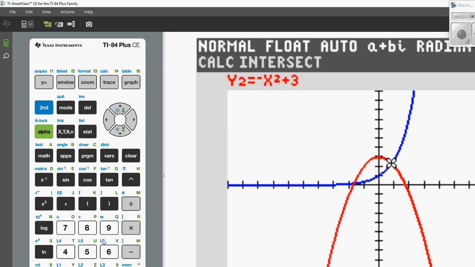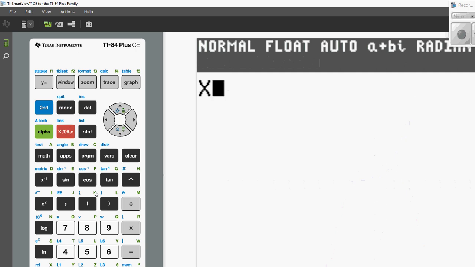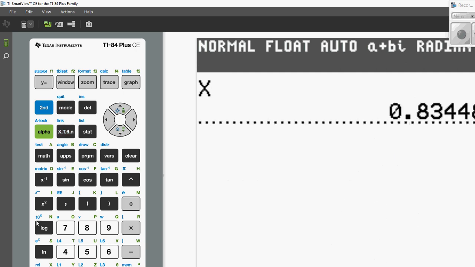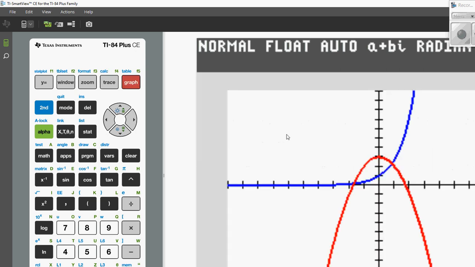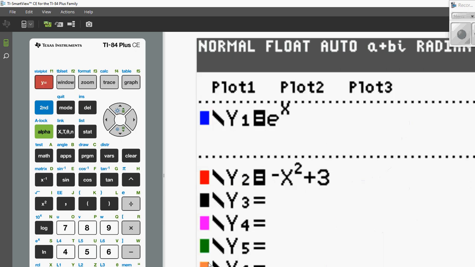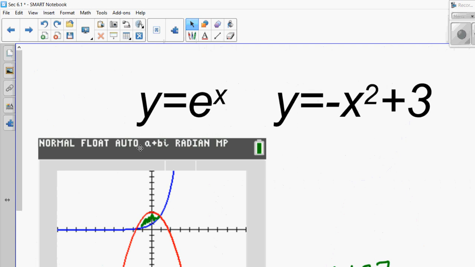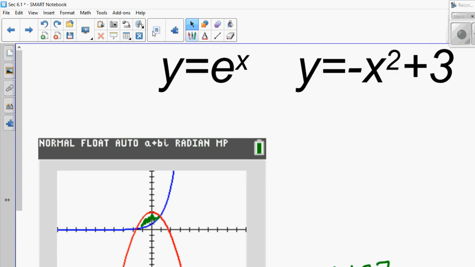And if I wanted to, I could write that down, 0.834. Or I could come back here, say x, I get that number, and I can store that into B. Now, if we look at my graph, you can see that the x squared is the top one, the e to the x is the bottom one. So if I'm going to write down my integral, and one of the things that you're asked to do as you do these problems is always write down what the integral is.